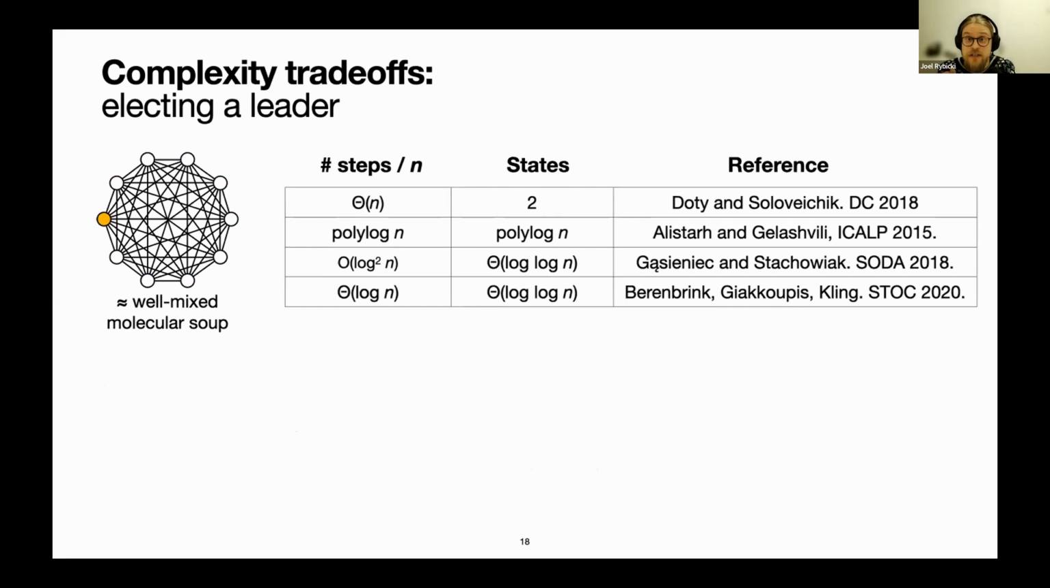The case of leader election in the clique is pretty much settled. Rati and Soloveitchik showed that any constant state protocol must use linear parallel time or quadratically many steps in expectation to solve leader election. However, if you allow the number of states to slowly grow as a function of the total population size n, then it's possible to get much faster algorithms. Now, after a series of improvements, it's now known that in the clique, you can elect a leader using log n many states in only logarithmic expected parallel time.